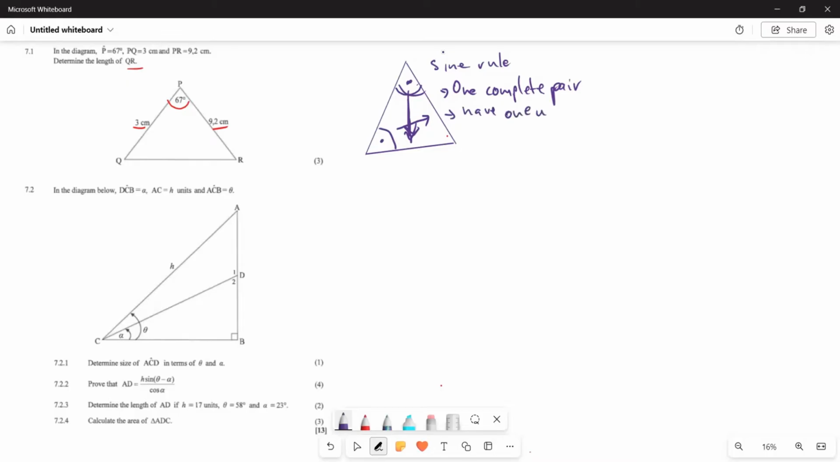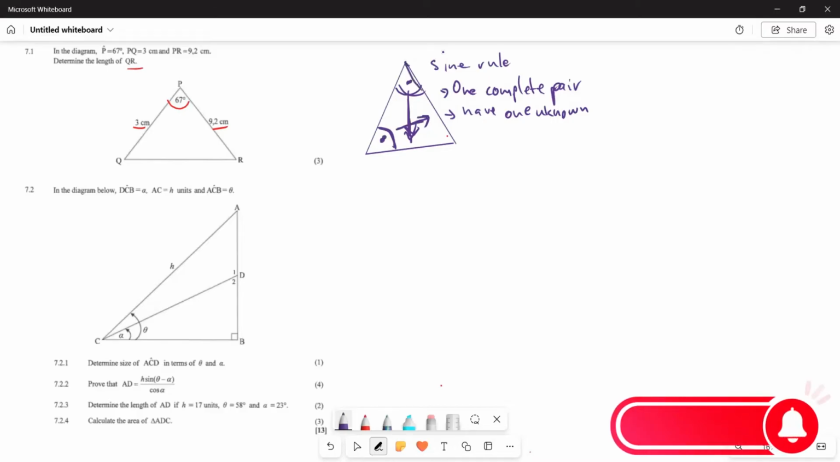We have one unknown. So from here, in this one, let's say probably you must have, let's say maybe this angle in here, and then you don't have this side. Then now you can be in a position to use this sine rule, right? You can be in a position to use your sine rule.